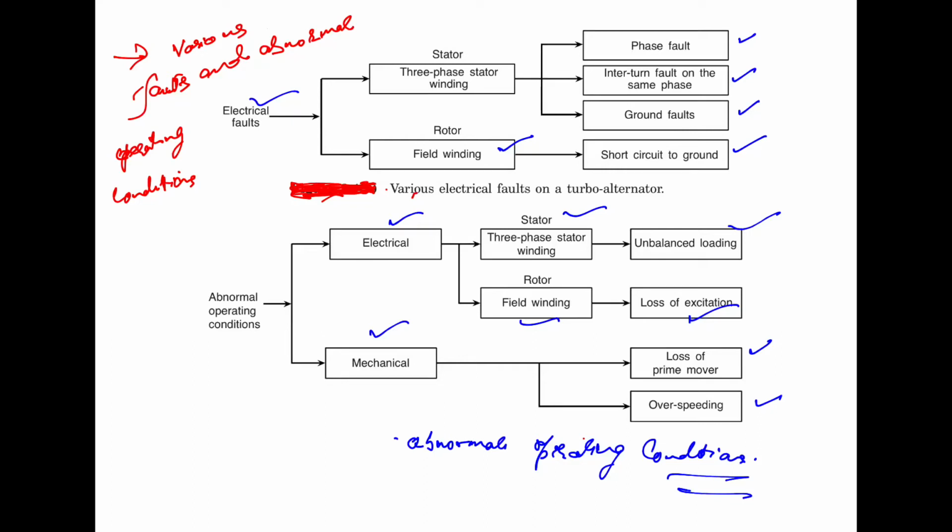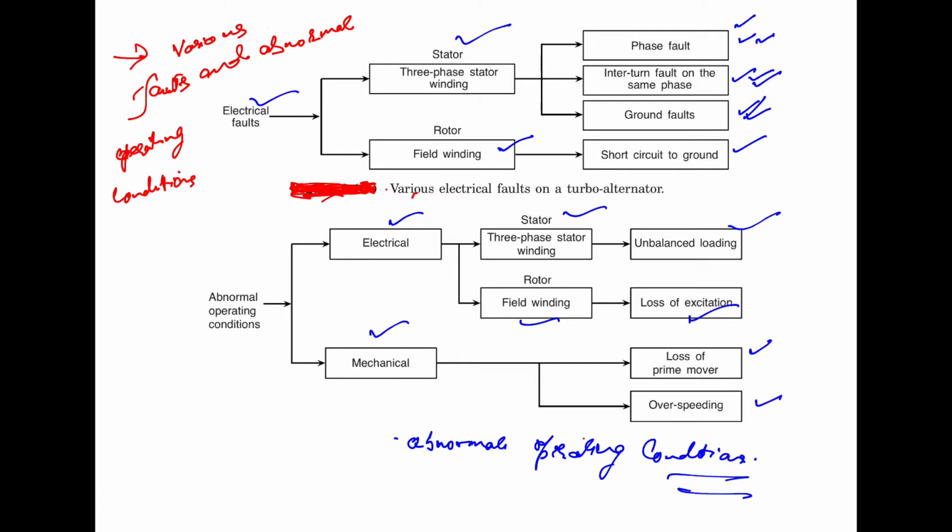So good morning everyone. Yesterday we discussed the different types of electrical faults and the abnormal operating conditions. Today we will first start with what we have discussed, the stator faults. As you know, the three-phase armature winding on the stator can develop phase as well as ground faults, and another possibility is the interturn fault on the same phase. So in case of the stator, we will have the phase fault, the ground fault, and the interturn fault on the same phase.